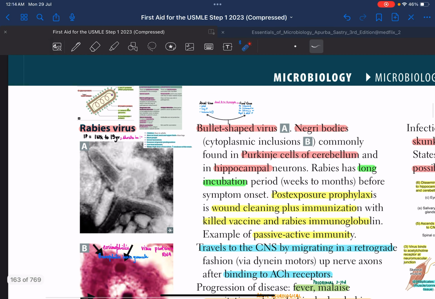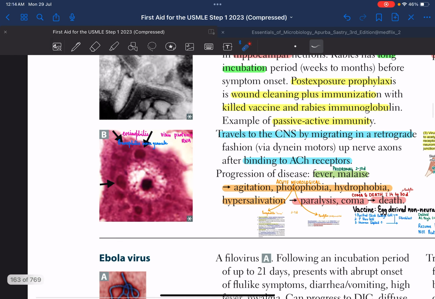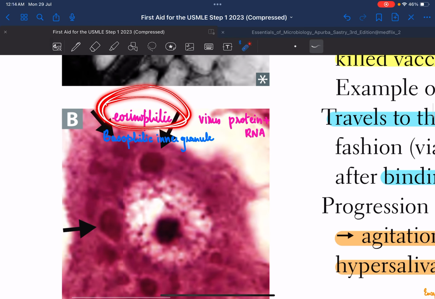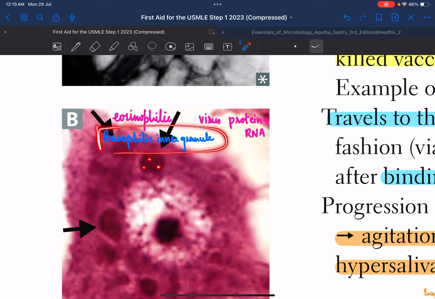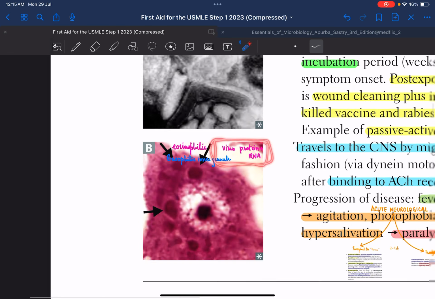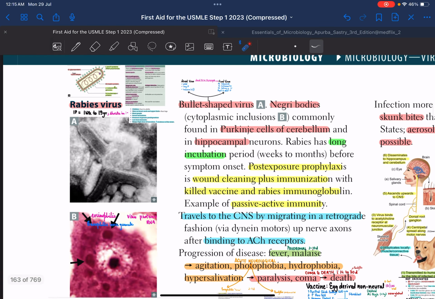Okay, now one thing which is pathognomonic of rabies virus, which we see in autopsy, is the Negri body. Okay, these are the Negri bodies. These Negri bodies are basically eosinophilic intracytoplasmic bodies which have basophilic inner granules. Okay, and these Negri bodies are nothing but the virus protein and RNA combined. Okay, these are most commonly seen in the Purkinje cells of the cerebellum or the hippocampal neurons.